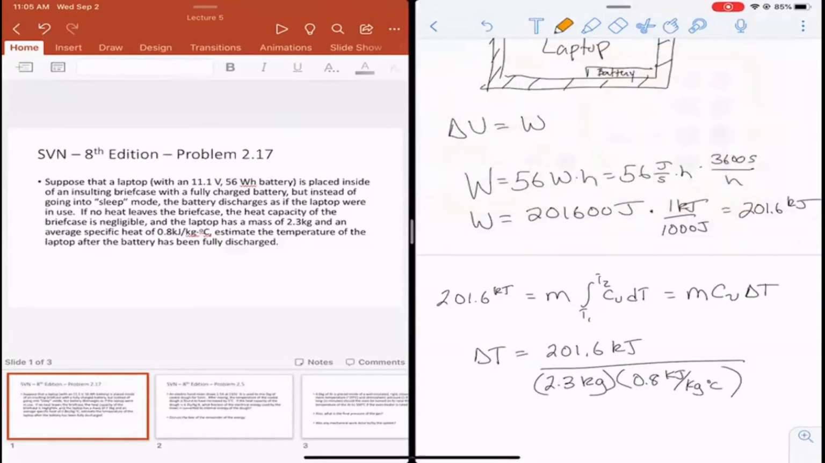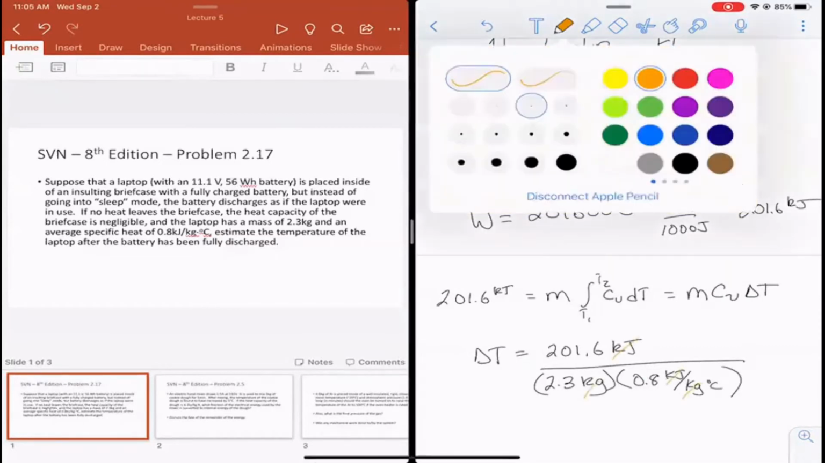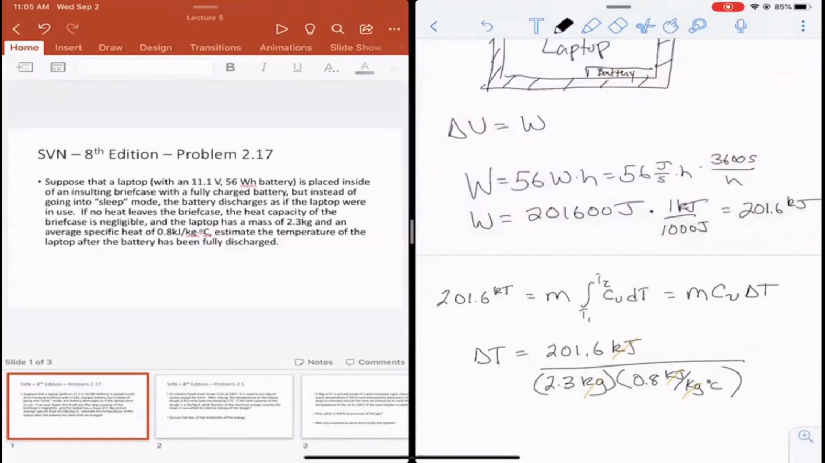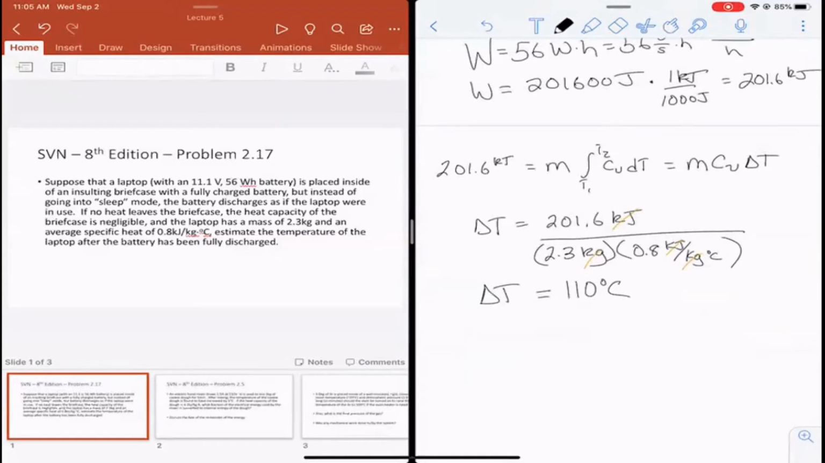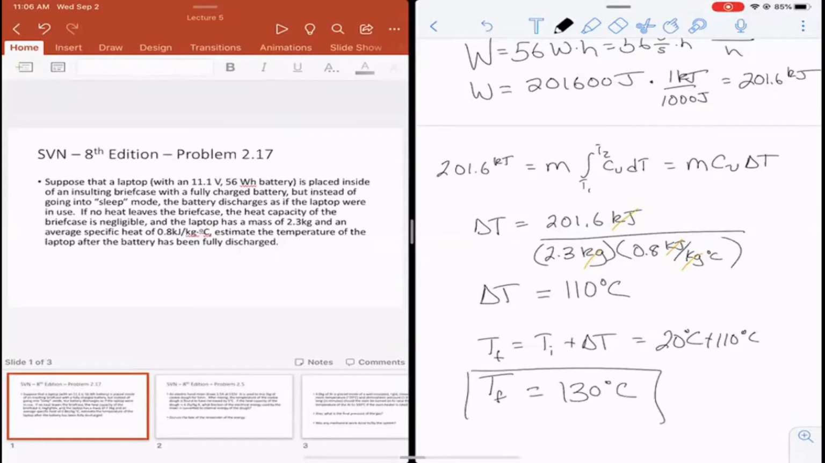And if we just want to take a look at the units for a second, right, kilojoules cancel, kilograms cancel, and we have 1 over Celsius, which is just Celsius. So then we can calculate the change in the temperature is equal to 110 degrees C. And in the past, what we've done is assume that room temperature was about 20 degrees C. So the actual temperature is then T initial plus delta T, which then we'll say is 20 degrees C plus 110 degrees C. And so our final temperature is 130 degrees Celsius.